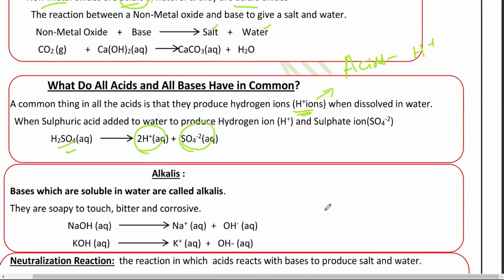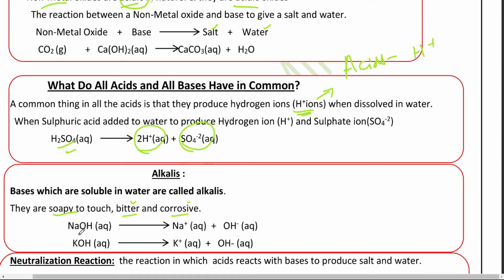In the same way, bases which are soluble in water are called alkalis, and they are soapy to touch, bitter and corrosive. This is important again, and it will continue in our upcoming chemistry chapters: alkalis are soluble in water. These are nothing but the bases itself. They are soapy to touch, a little bit bitter and corrosive.